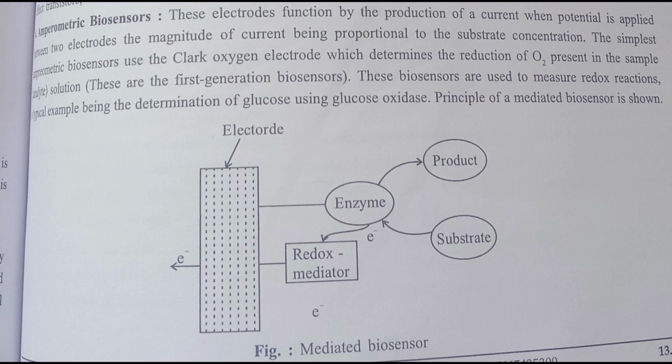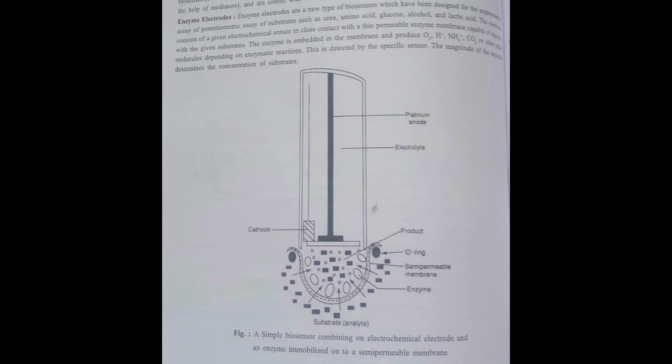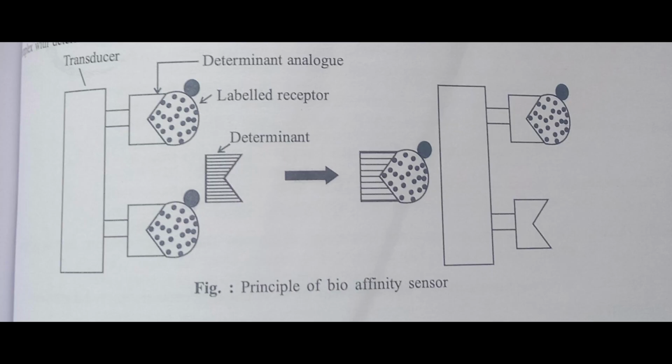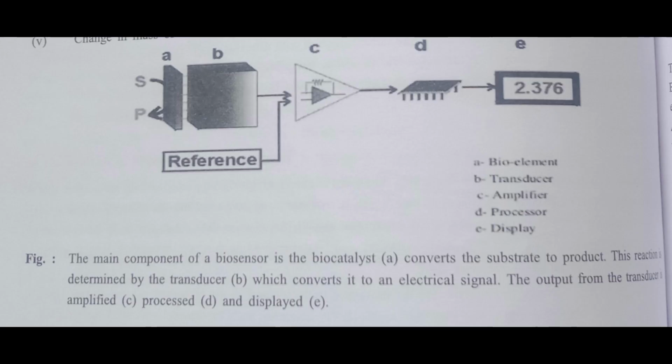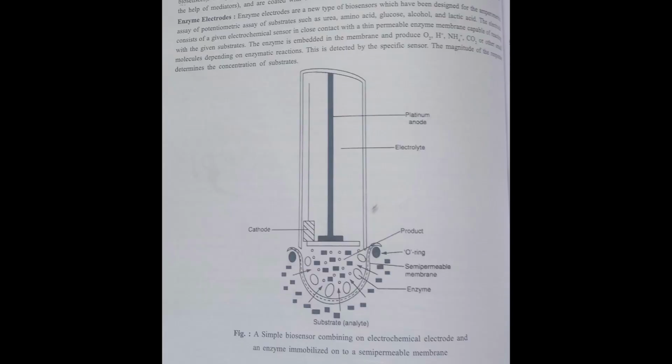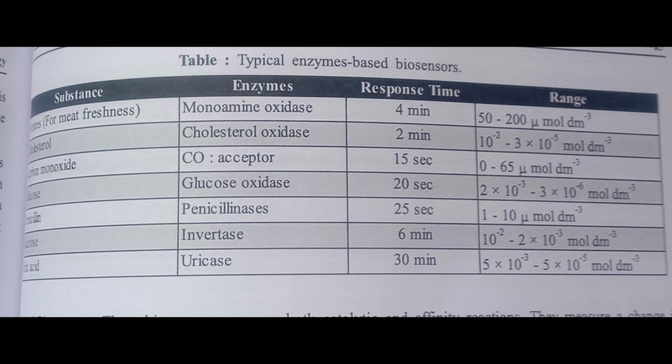5. Optical biosensor. Typical enzyme based biosensors. Substance: amines for meat freshness, enzyme monoamine oxidase, response time 4 minutes, range 50 to 200 micromole dm-3. Cholesterol oxidase, response time 2 minutes, range 10 to the power 2 to 3 into 10 to the power 5 mole dm-3. Carbon monoxide, CO acceptor, response time 15 seconds, range 0 to 65 micromole dm-3.